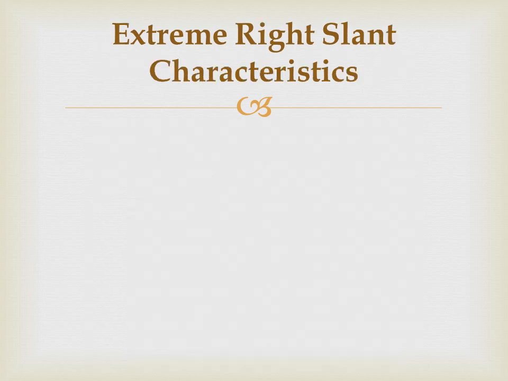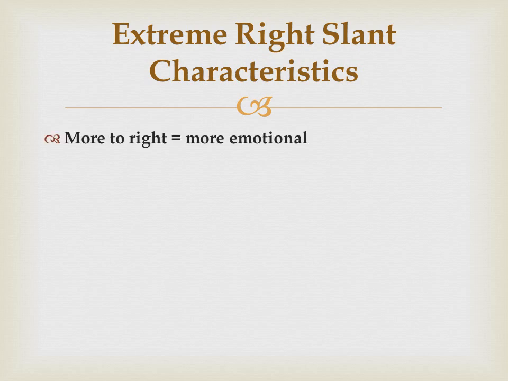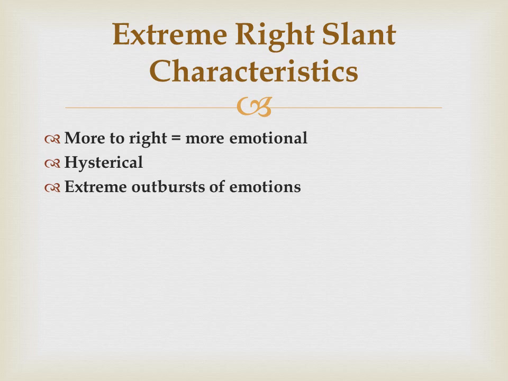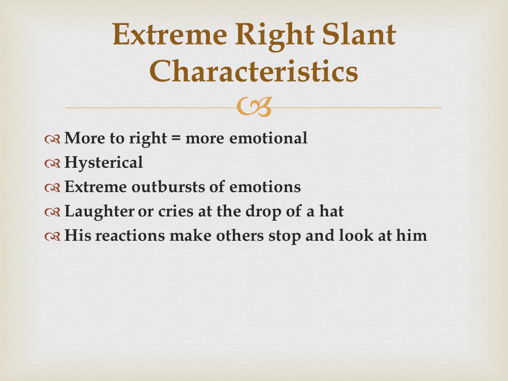Characteristics of an extreme right slant writer. The further to the right your slant is, the more emotional you are. You're hysterical. Extreme outbursts of emotion. Laughs or cries at the drop of a hat. And his reactions would cause others to stop and look at him.